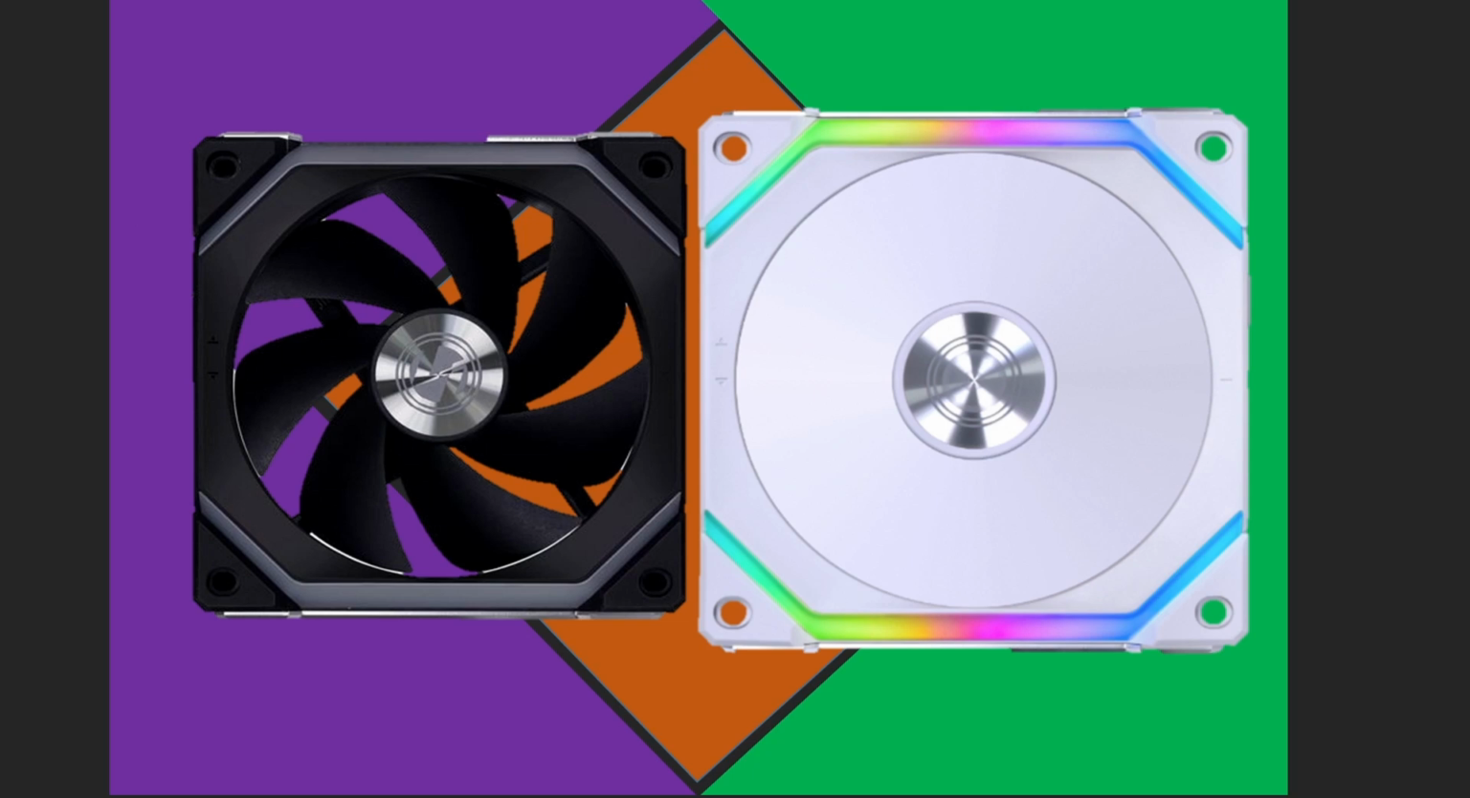Today we're going to be taking a look at the UniFan SL120 version 2. This is part of my redone series where I redid all of my noise testing analysis, giving you the latest and greatest in fan testing data. Let's get right into it.